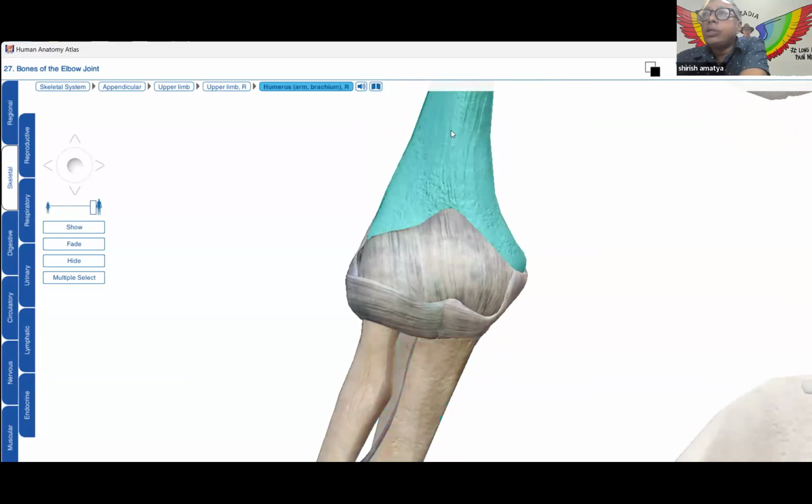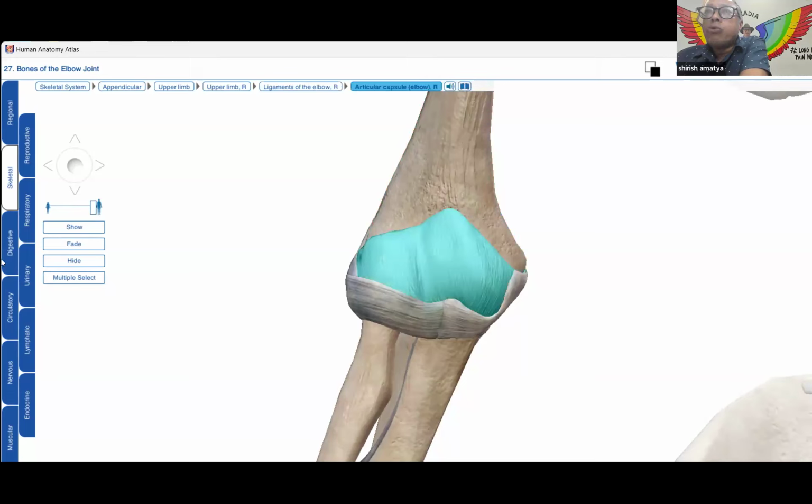Let's start with this big bone. This is the distal end of the humerus, and it articulates with the proximal part of the radius as well as the proximal part of the ulna to form the elbow joint. Sorry for that. This elbow joint is basically reinforced by various capsule and ligaments in the medial aspect as well as the lateral aspect. This one is the articular capsule of the elbow joint.